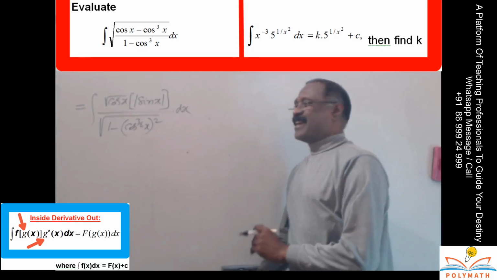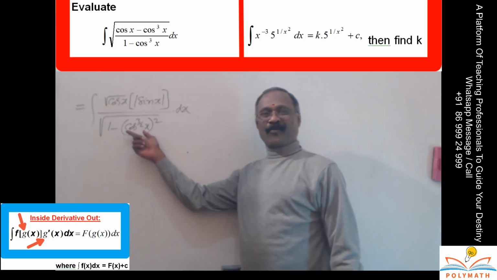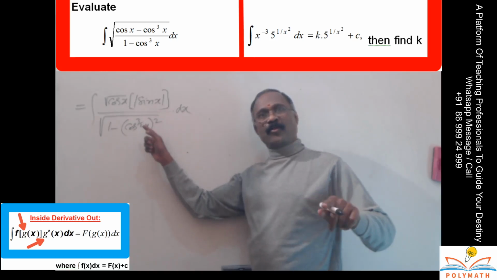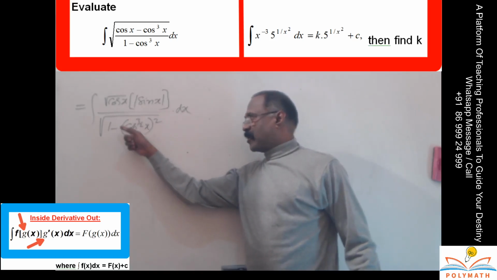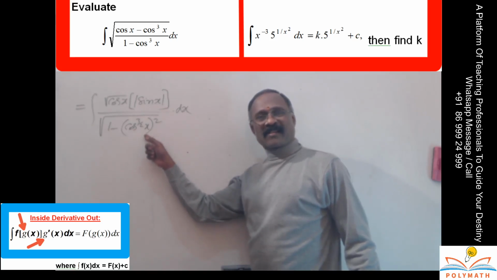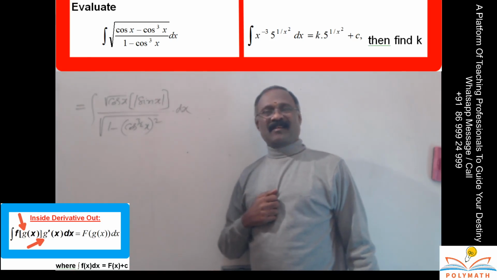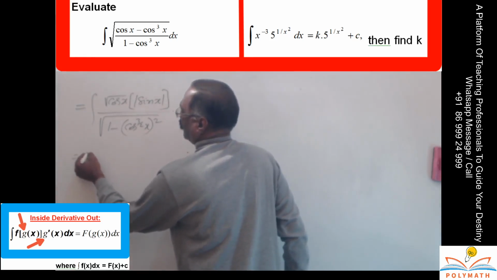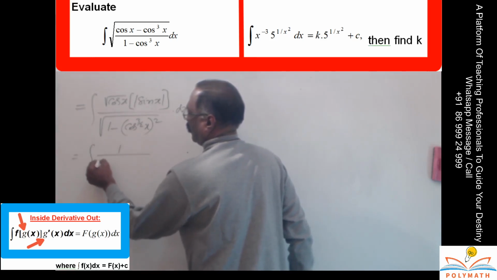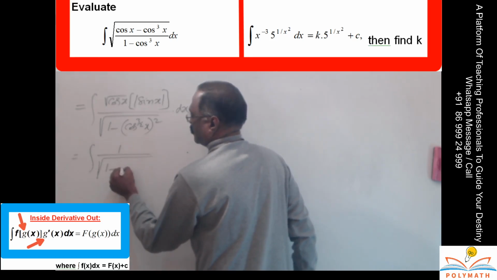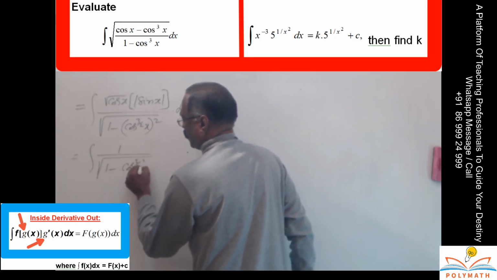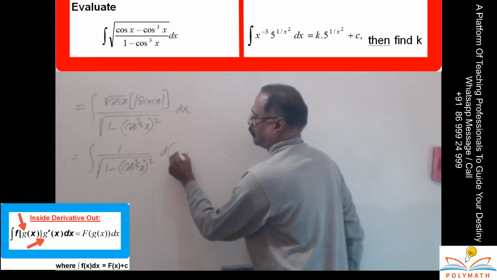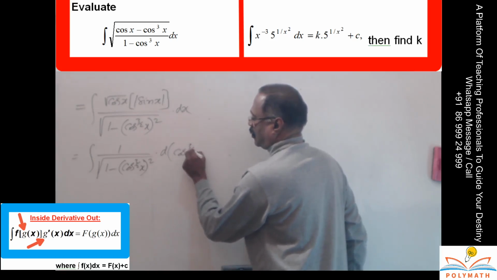Now I'm thinking, what is its derivative? 3 by 2 into cos x whole power 3 by 2 minus 1, which is 1 by 2, that is 3 by 2 root cos x, into the derivative of cos x, which is minus sin x. So what can be written here? 1 upon root over 1 minus cos x whole power 3 by 2 whole square, into the derivative of cos x whole power 3 by 2.